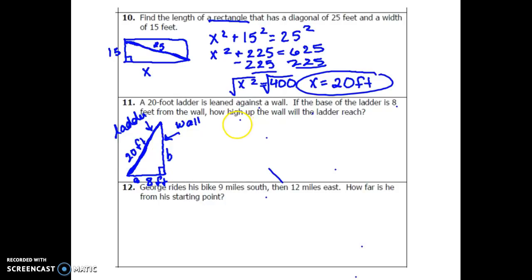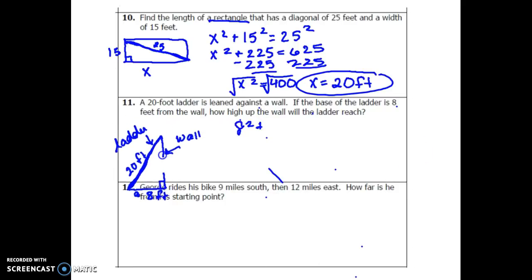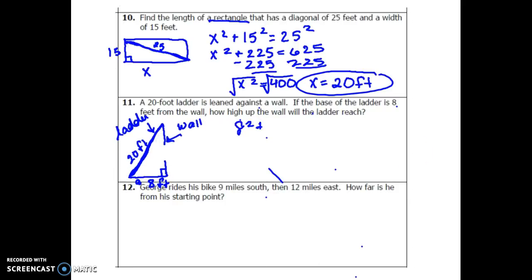So if we plug this in, we're going to get 8 squared plus our unknown. It's our b, but we're going to make the variable the x. Let's put that in. So plus x squared, and that's going to be equal to 20 squared. So now we've got 64 plus x squared is equal to 400. And now I subtract my 64 from both sides.